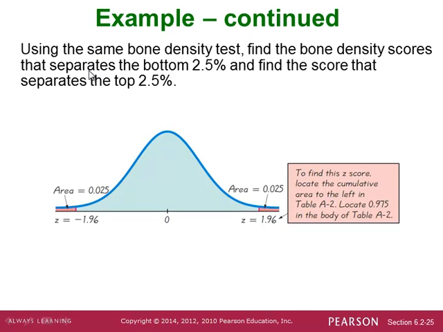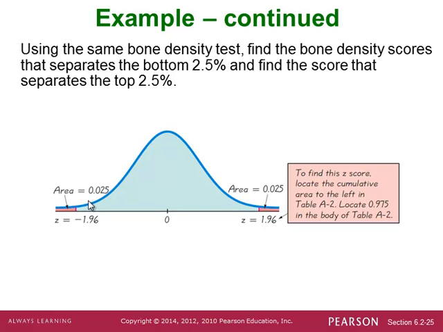Let's take a look at this example. Using the same bone density test that we've been talking about already, find the bone density scores that separate the bottom 2.5% and also the top 2.5%. Now, let's take a look at this right here. Area under the curve to the left is 0.025.